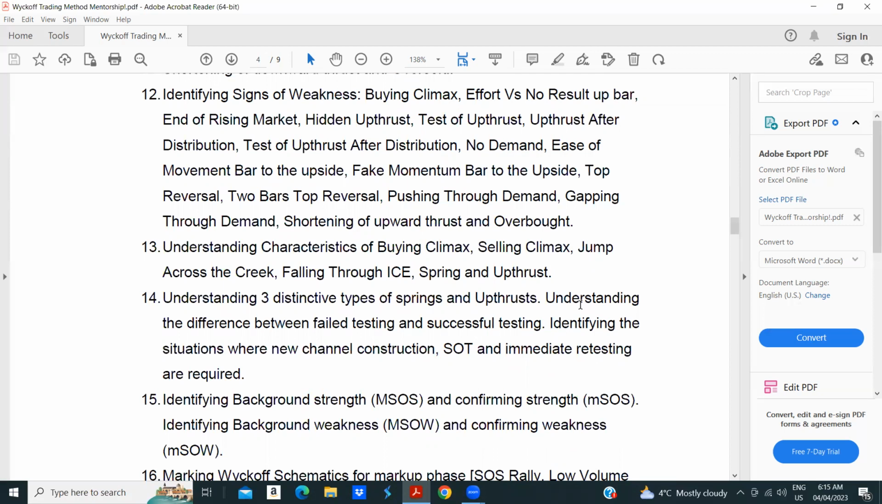Then, once we have developed a sense and a deeper understanding of signs of strength and signs of weakness, we're going to move on to understanding the characteristics of the buying climax, the selling climax, jump across the creek, falling through ice, spring and upthrust.